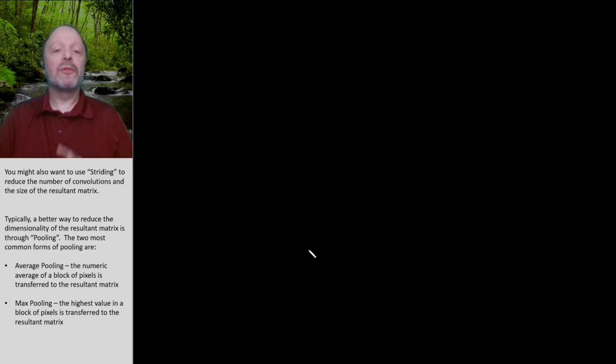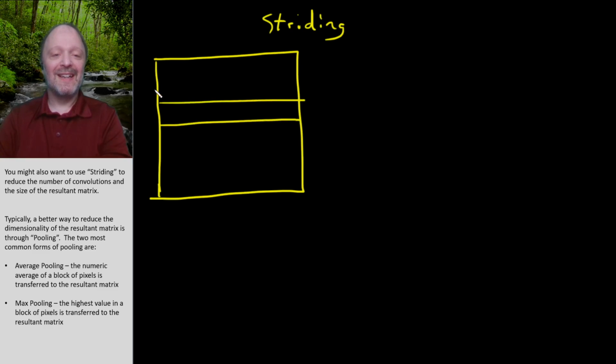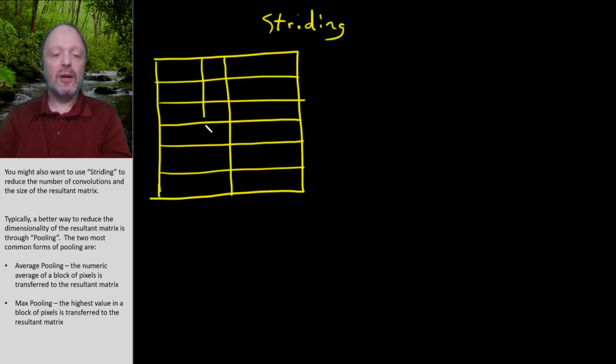There are 2 other common operations that are performed on convolutional neural networks. One of them is called striding. I'm not going to draw this in a lot of detail because it's not really all that interesting. Striding is what you would use if you wanted to move your filter in step sizes larger than one.